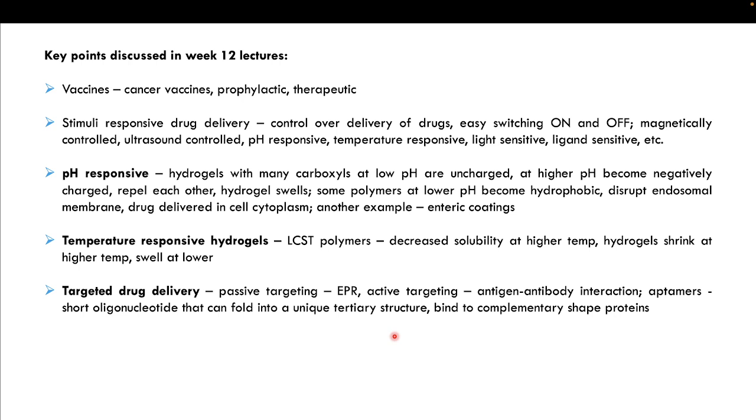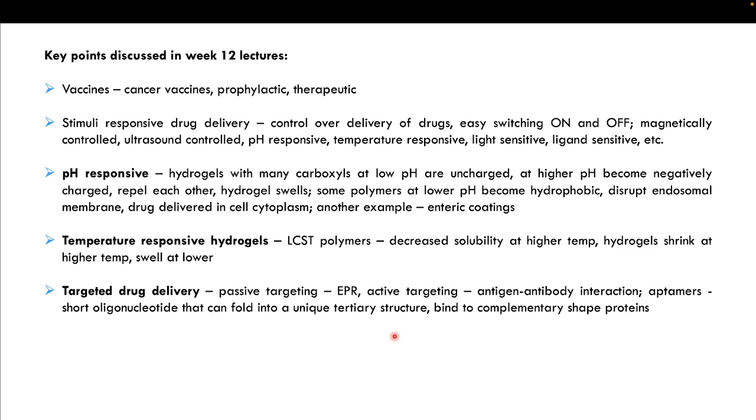And also the tumor cells don't have a very good lymphatic drainage system. So whatever is being delivered to the tumor cells will be retained for a longer time in the tumor environment. So this is one example of passive targeting. You have not done anything to the particles, but because of the architecture of how the tumor cells form, whatever you have delivered, the cargo eventually lands up in the tumor cells.